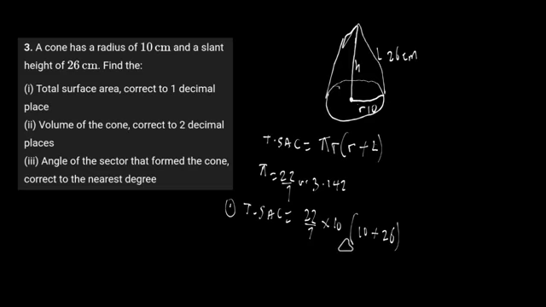Now let's solve this. First, solve the bracket here. 10 plus 26 is equal to 36. So the area is equal to 22 over 7 multiplied by 10. 22 times 10 gives us 220, so that is 220 over 7, multiplied by the bracket 10 plus 26, which is equal to 36. Now let's multiply 220 by 36.